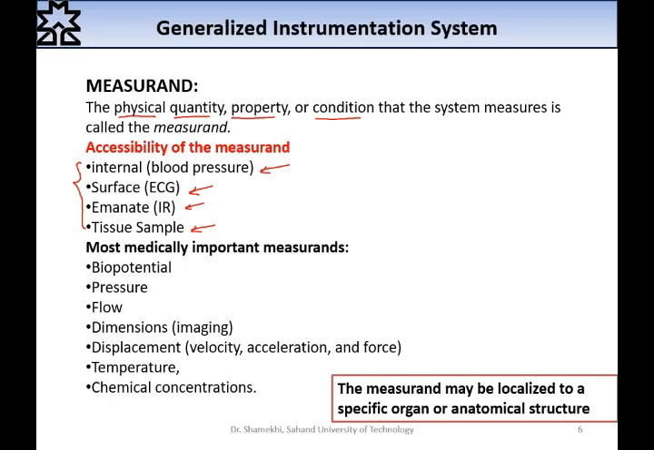And some of the most medically important measurands are biopotentials like EXG: ECG, EEG, EOG, EMG, and other EXG biopotential signals; pressure; flow of blood, flow of air, flow of liquids inside our body.